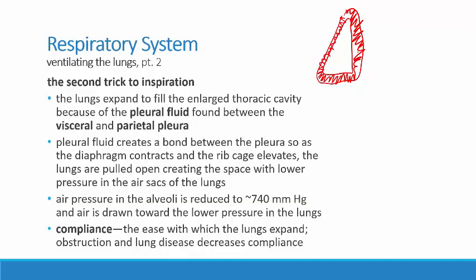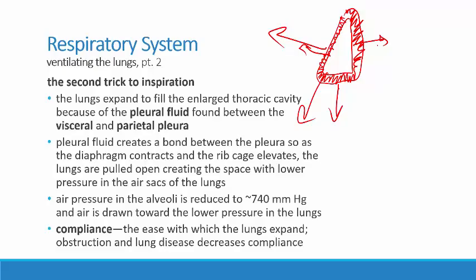So as we pull down on the diaphragm, as we pull up on the rib cage, it pulls the visceral pleura with it. So it pulls the lungs open because they are sealed in there, because the visceral and the parietal pleura are kind of bound together or bonded together by the attraction that the water molecules in that pleural cavity have for each other.